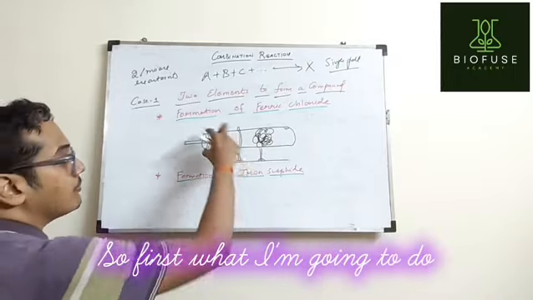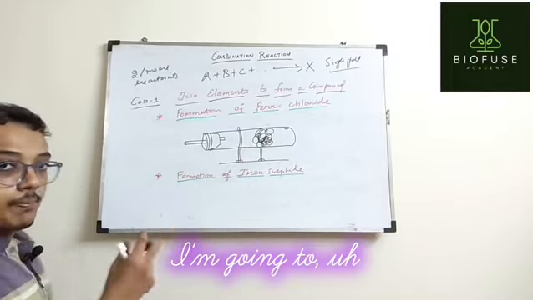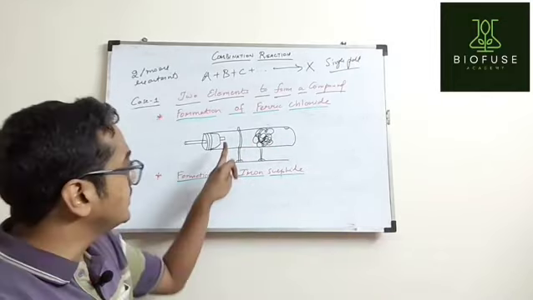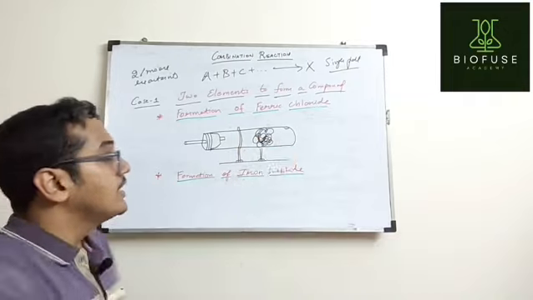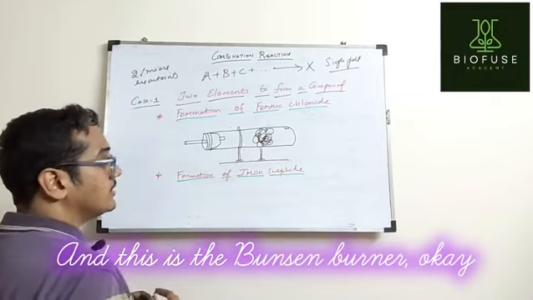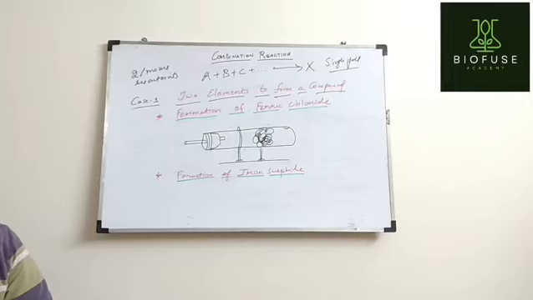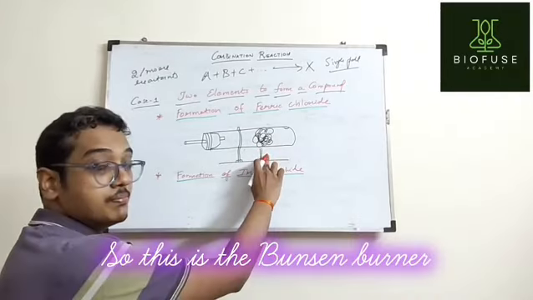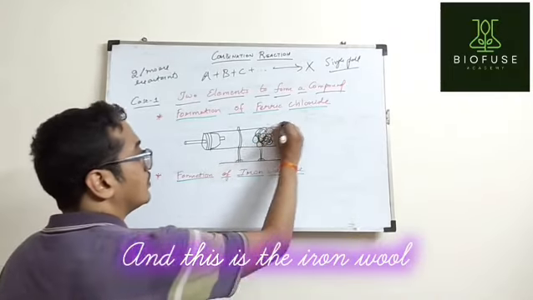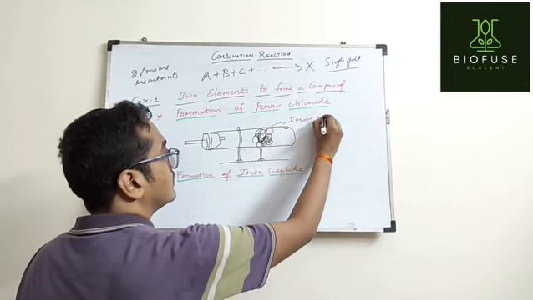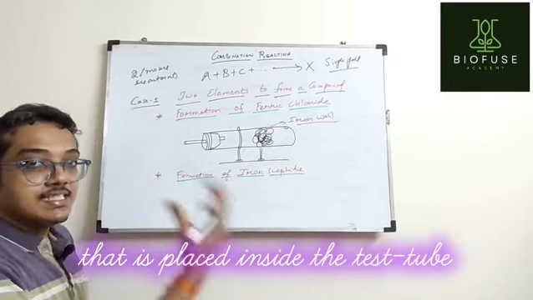So first what I'm going to do, I'm going to take a test tube. I'm going to place this test tube in a clamp. So this is a clamp, and I'm placing this test tube. And this is the Bunsen burner. And this is the iron wool that is placed inside the test tube.